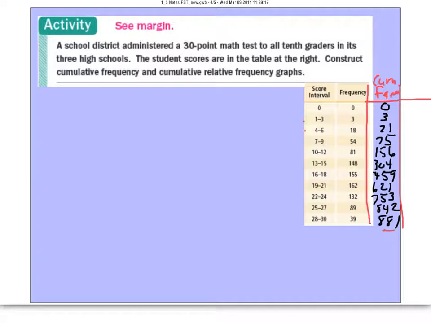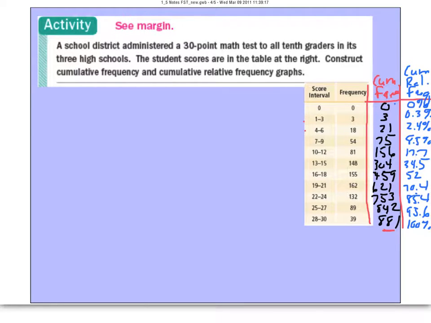Now, let's do the cumulative relative frequency. All we need to do for that is we're going to take the cumulative totals and do what's the relative frequency, which just means make them a percent. So all we have to do is take each value and divide it by 881. So 0 over 881 is going to be 0%. 3 divided by 881 is going to be 0.3%. 21 divided by 881 is going to get us about 2.4%. And if we continue this table, here are the following percentages we're going to get.